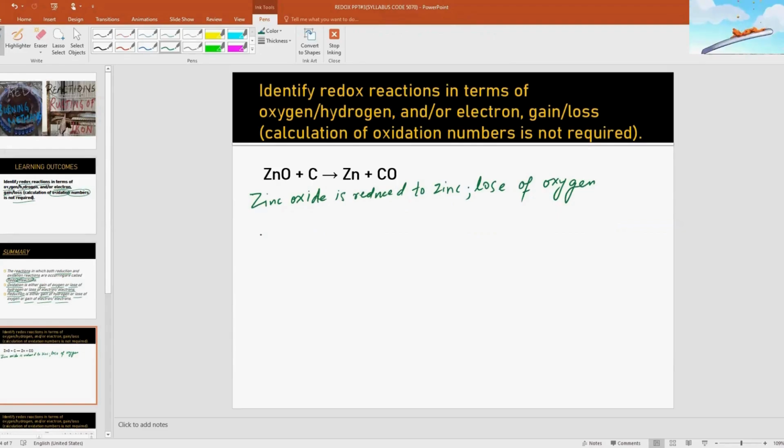And carbon is oxidized to carbon monoxide. We can write gain of oxygen.